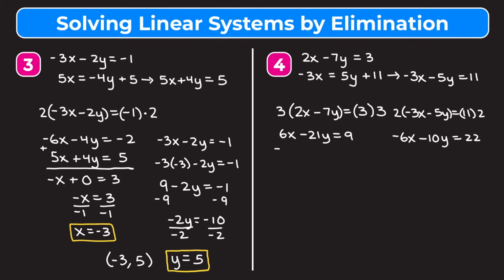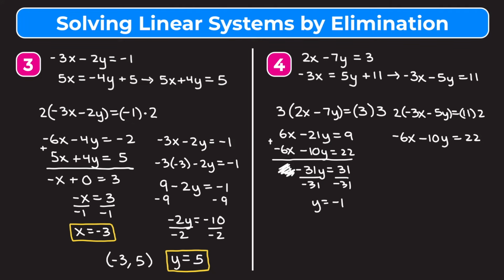So I'm going to write the second equation under the first one right here. And I'm going to add down. So 6x minus 6x, or 6x plus negative 6x is 0. Negative 21y plus negative 10y is going to give me a negative 31y. And 9 plus 22 gives me 31. So now I have negative 31y equals 31. This 0 doesn't really matter. So I'm going to divide both sides of my equation by negative 31. And I get that y is equal to negative 1.